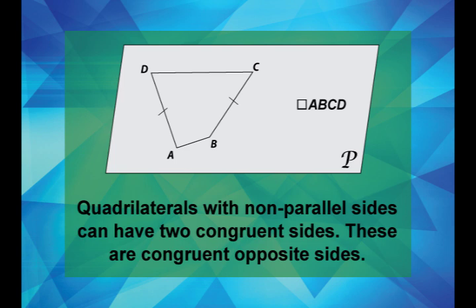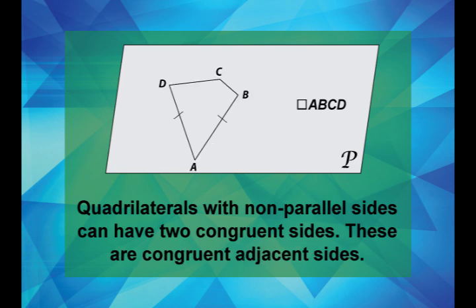Now let's look at a case where the congruent sides are adjacent. Quadrilaterals with non-parallel sides can have two congruent sides. These are congruent adjacent sides. See how sides AD and AB are congruent?